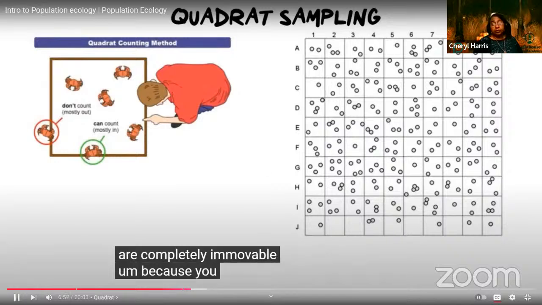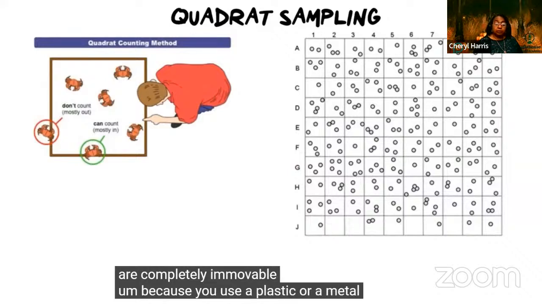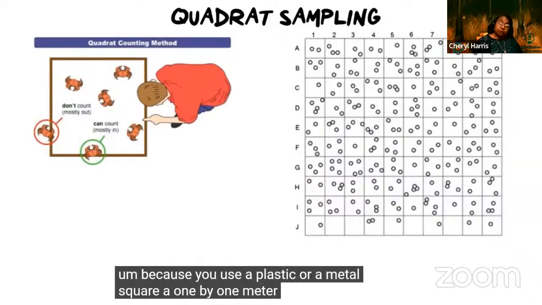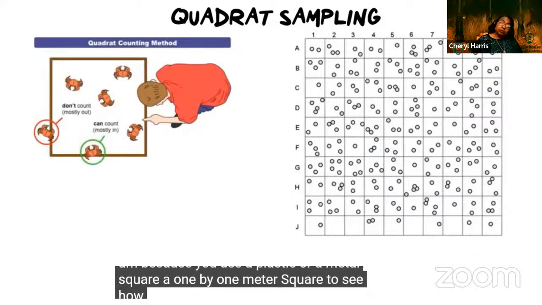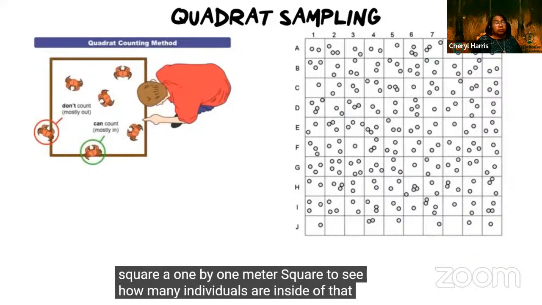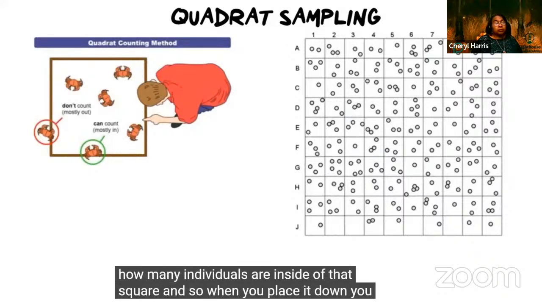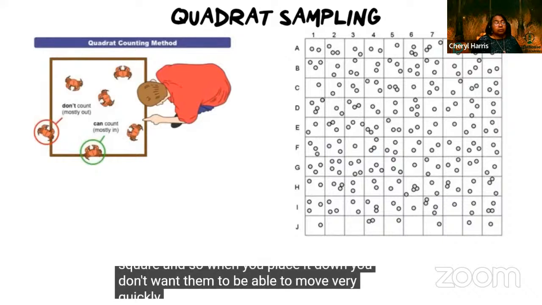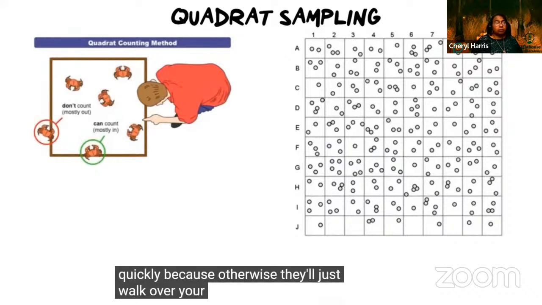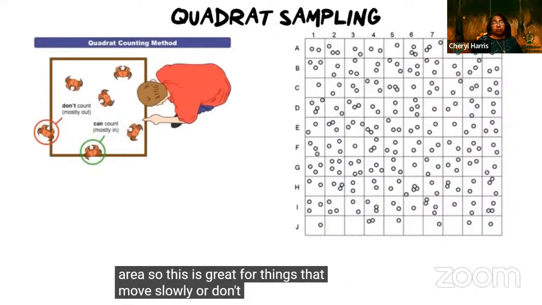You use a plastic or a metal square, a 1 by 1 meter square, to see how many individuals are inside of that square. When you place it down, you don't want them to be able to move very quickly, because otherwise they'll just walk over your quadrat and out of your area. So this is great for things that move slowly or don't move at all.